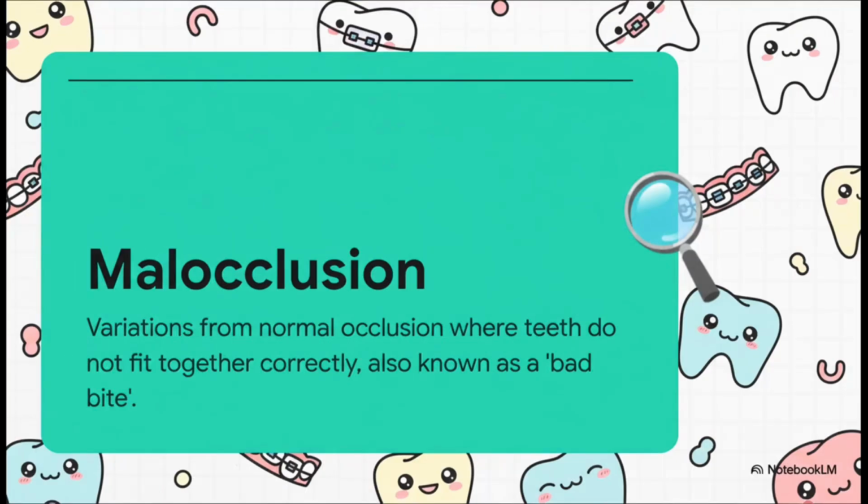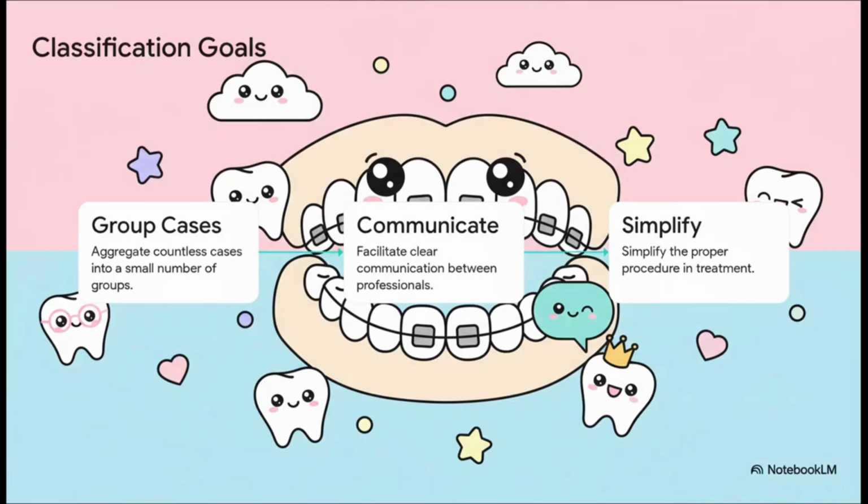So, at its heart, malocclusion is just the official term for a bad bite. Simple enough, but there are a million different ways teeth can be out of whack, so you need a way to organize the chaos. And that's exactly where this classification system comes in. It really boils down to three main goals. First, it helps group similar problems together. Second, it gives all dental professionals a common language so they can communicate really precisely. And third, and this is the most important one for you, it makes planning the treatment so much simpler.